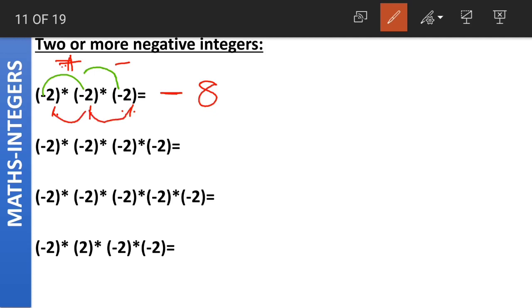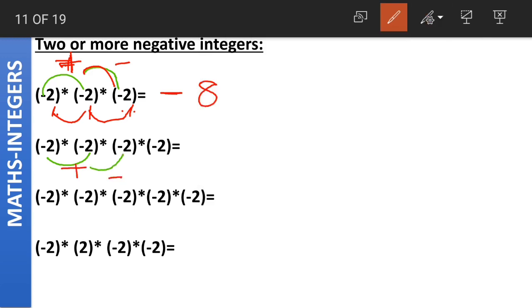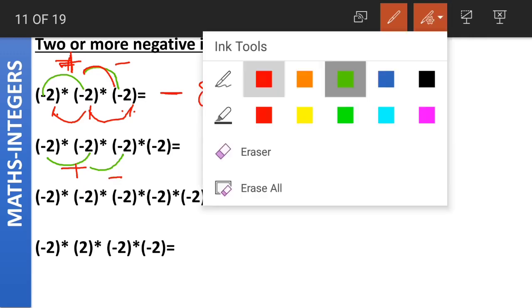Is this clear? What did we do? First we multiplied the signs of the first two numbers and then we multiplied the resulting sign with the last number. Coming to the second one, again minus into minus gives us what? Minus into minus gives us plus. Now this plus into minus gives us what? Plus into minus gives us minus. As both the signs are different, the result is negative.